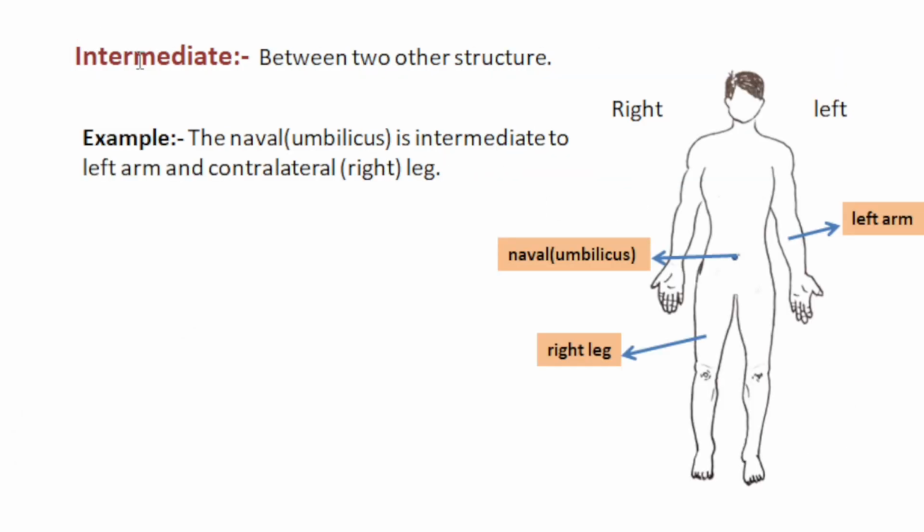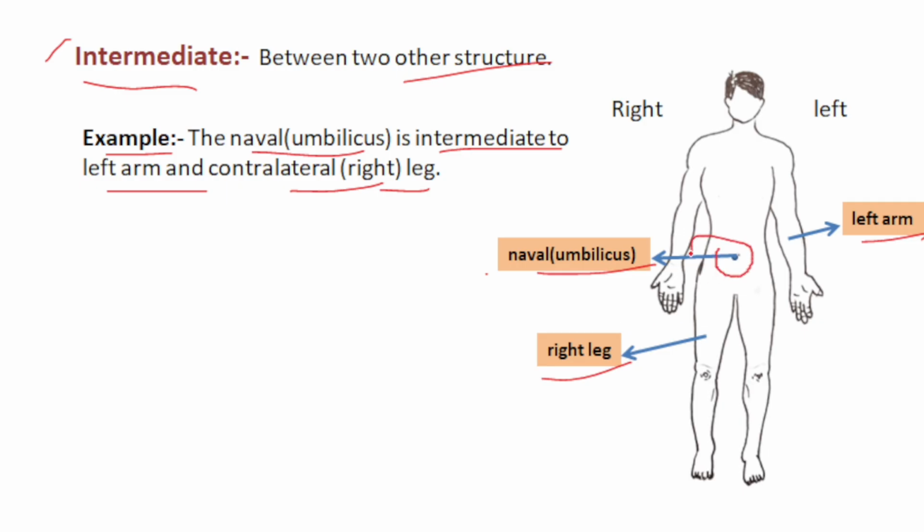Then intermediate. The structure or the organ that is present between two structures is called intermediate, same as before. For example, the navel or umbilicus is intermediate to the left arm and the contralateral or right arm. You see that this is the umbilicus and the left arm and right arm. So the umbilicus is present between the left arm and right arm, you see in this picture.